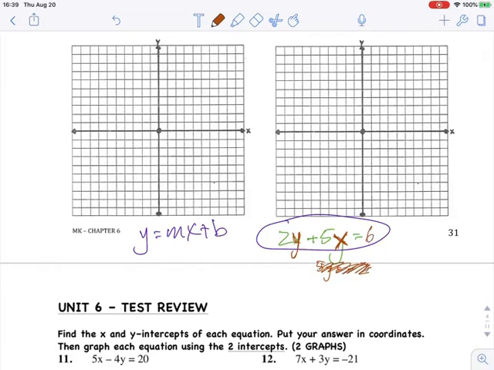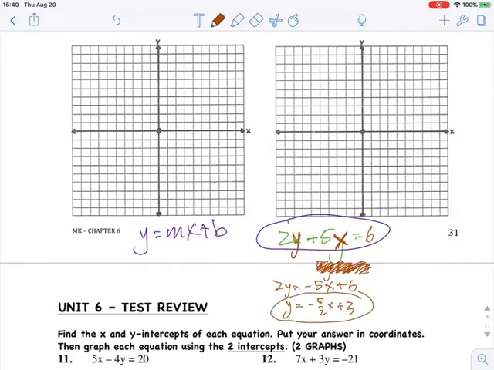Okay? So you're going to get the x's on the other side. So we have 2y equals negative 5x plus 6, by subtracting 5x from both sides. Next, we divide by 2 to isolate the y. So we have y equals negative 5 halves x plus 3. Why 3? Because everything on the right side needs to be divided by 2.